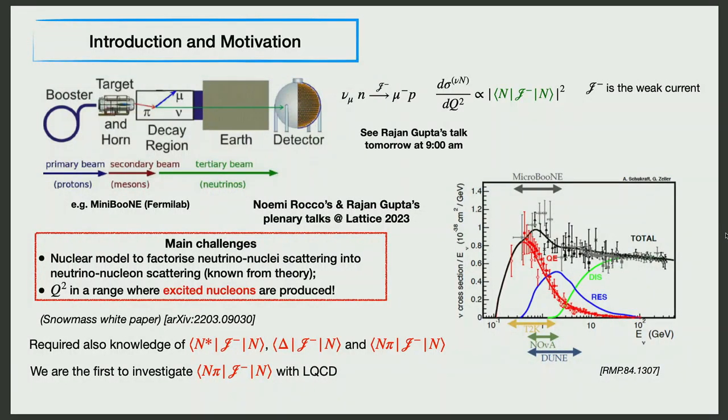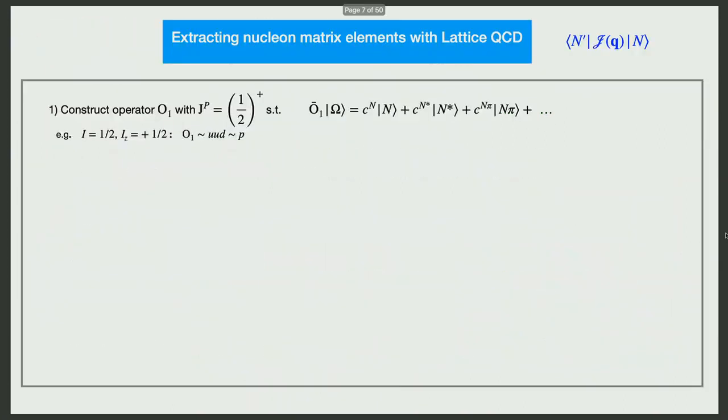First of all, phenomenologists like Noemi Rocco at Fermilab need a nuclear model to factorize the neutrino-nucleus scattering, which is happening at the detector level, into neutrino-nucleon scattering, which we know from electroweak theory. And second, the momentum transfer is in a range where excitations of the nucleons are produced. And therefore, not only N-to-N matrix elements are needed, but also N-to-Delta, N-to-N star, and N-to-N pi, mainly N-to-Delta, the Delta resonance, and N-to-N pi. Now, what we did during my PhD with my collaborator is to investigate this N-to-N pi with Lattice QCD simulations.